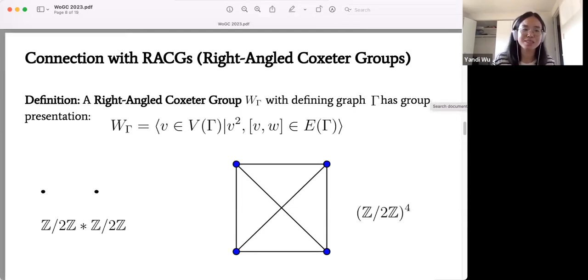So there are some examples here. If you just have a graph with 2 vertices, there are no commuting relations because there are no edges in this graph. So the only relation you have is that all the generators are order 2. The resulting right angle Coxeter group is a free product of Z mod 2Zs. And on the opposite end of the spectrum, if you have a complete graph on 4 vertices, then every single generator commutes. So you actually get an abelian group, but the generators are still order 2. So the resulting right angle Coxeter group is 4 copies of Z mod 2Z. That's a quick refresher on right angle Coxeter groups.